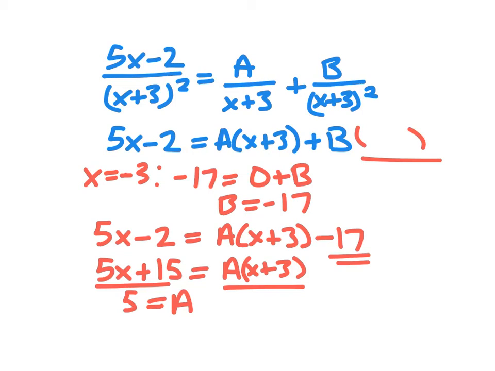If you don't see the division as easily, another way you could think of this is 5x plus 15 is equal to ax plus 3a. And if these are equal, right, this is my only x term here, 5x, this is my only x term here, ax. So a has to be 5, otherwise there's no way these could be equal.